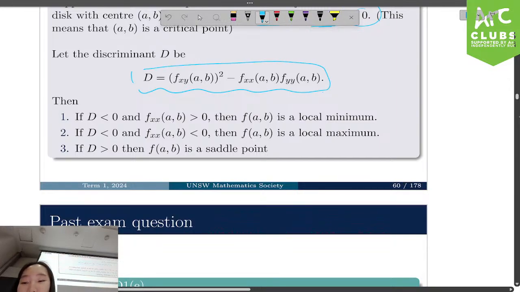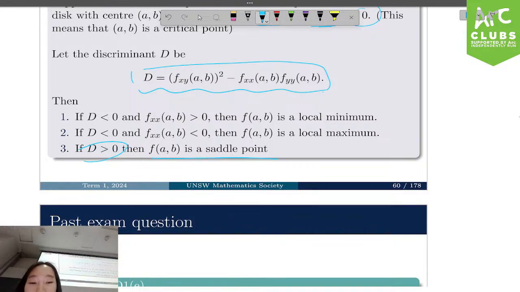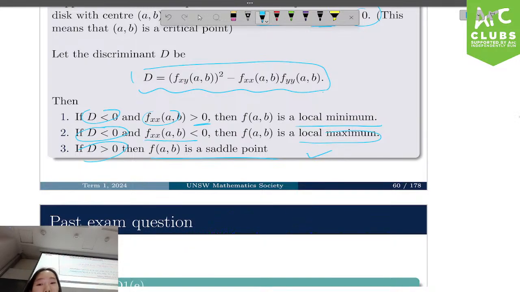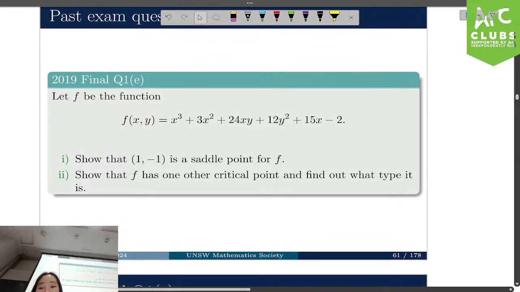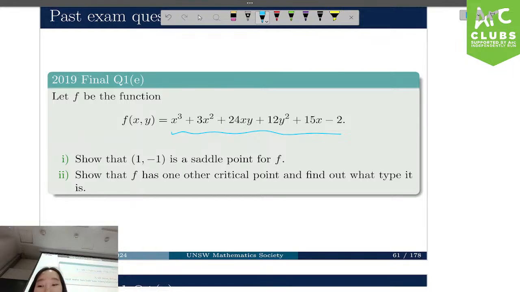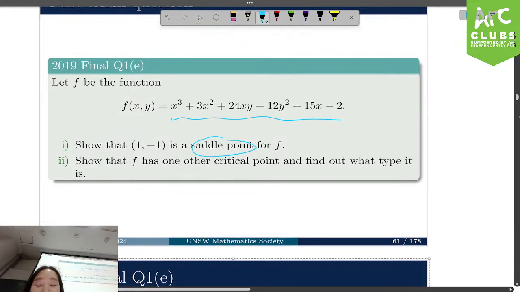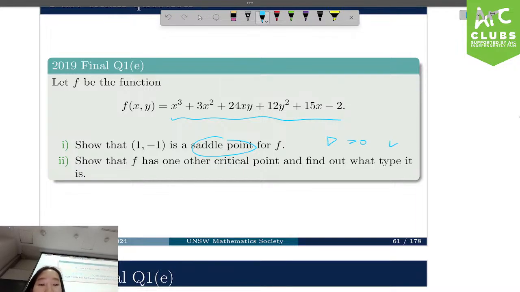So if our determinant is less than 0, it's a saddle point immediately. If the determinant is greater than 0 and our second derivative with respect to x is greater than 0, it's a local minimum. If our determinant is greater than 0 and our second derivative with respect to x is smaller than 0, it's a local maximum. Okay, past questions. So f(x,y) is defined as here, show that (1, −1) is a saddle point. So all we need to do is just show our determinant has the saddle-point sign. Then it's a saddle point immediately.